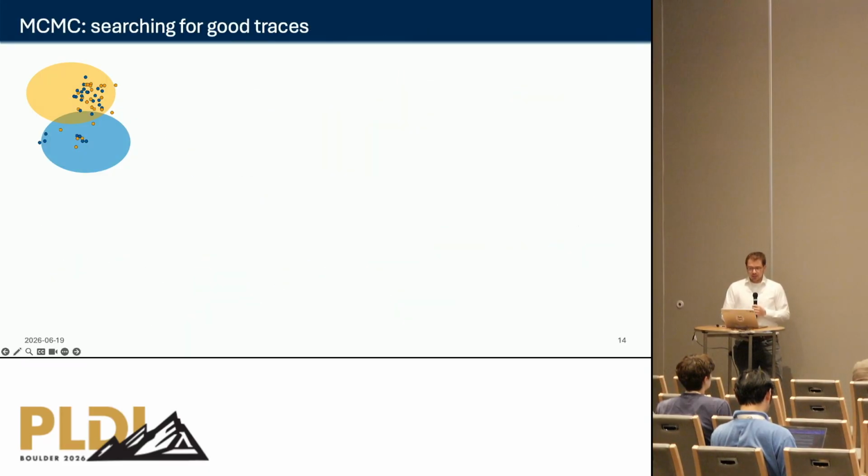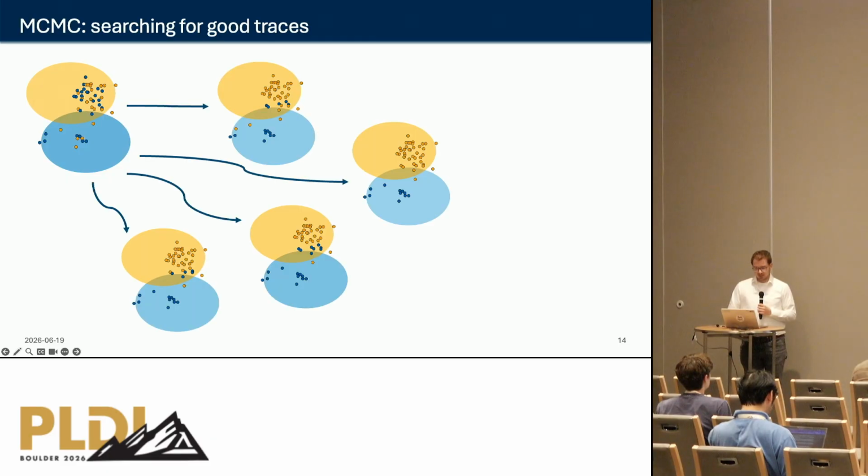Now let's look closer at how the traces in the chain are sampled. Starting from the initial trace, we consider a set of proposals for the next trace. Here, the proposals are different cluster assignments. The programmer can specify these proposals or fall back on default proposals by the probabilistic programming system.